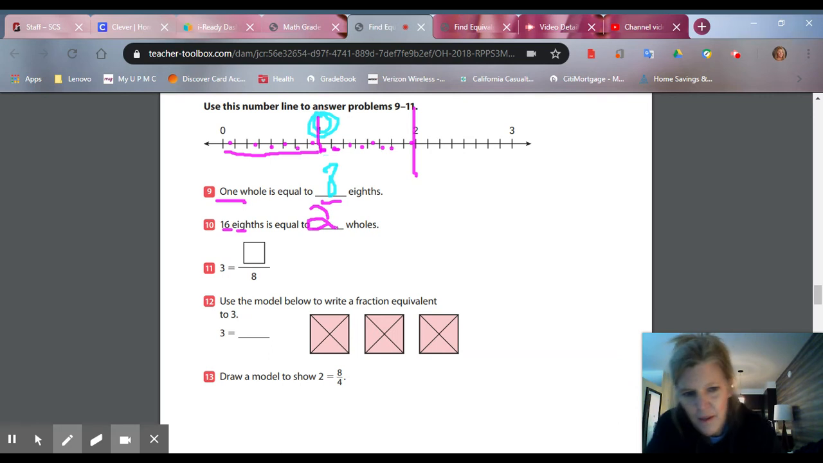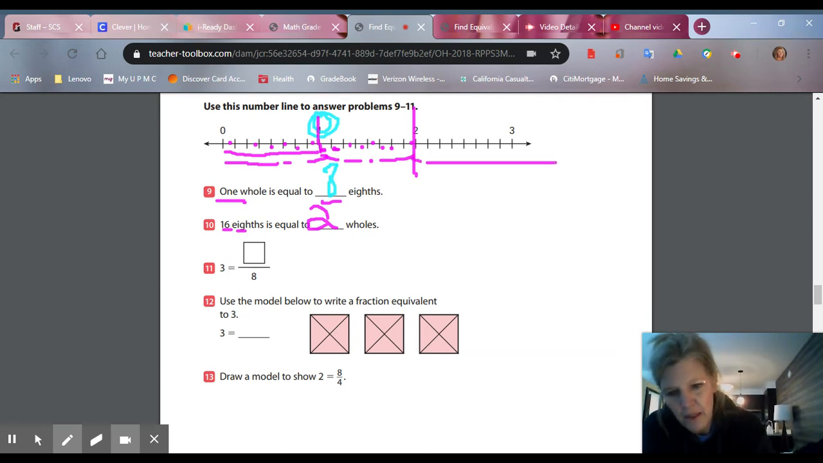And number 11, 3 equals how many eighths? 3 equals, this is 8, 16, 16 and 8 more is 24. 3 equals 24 eighths.